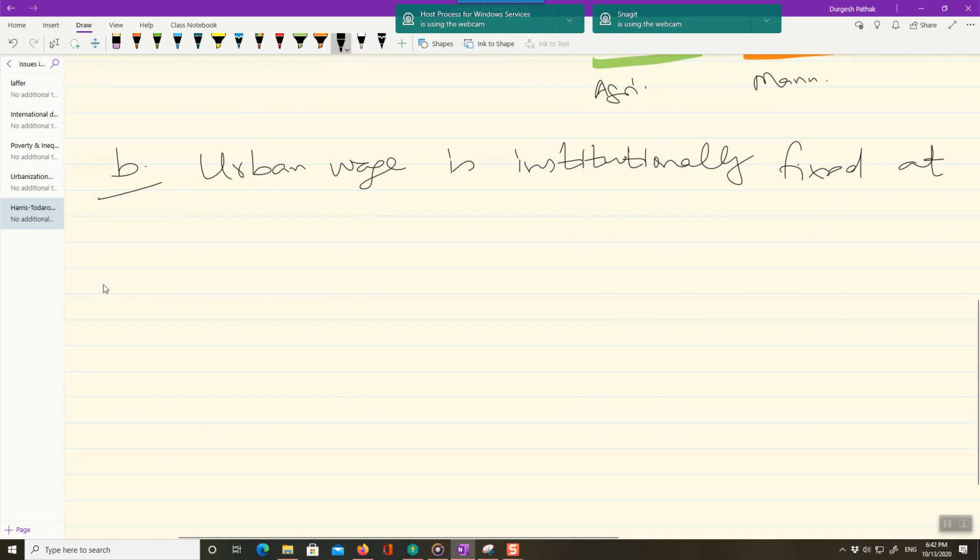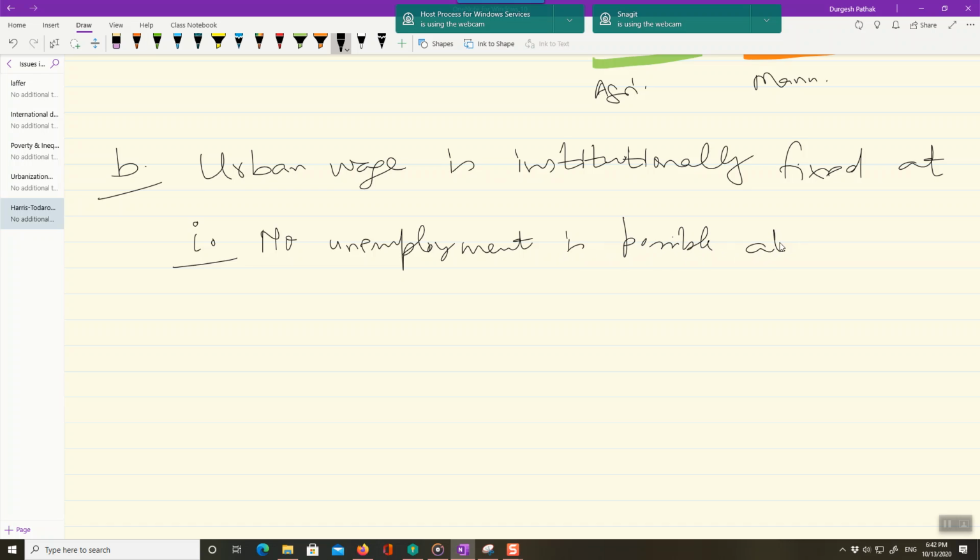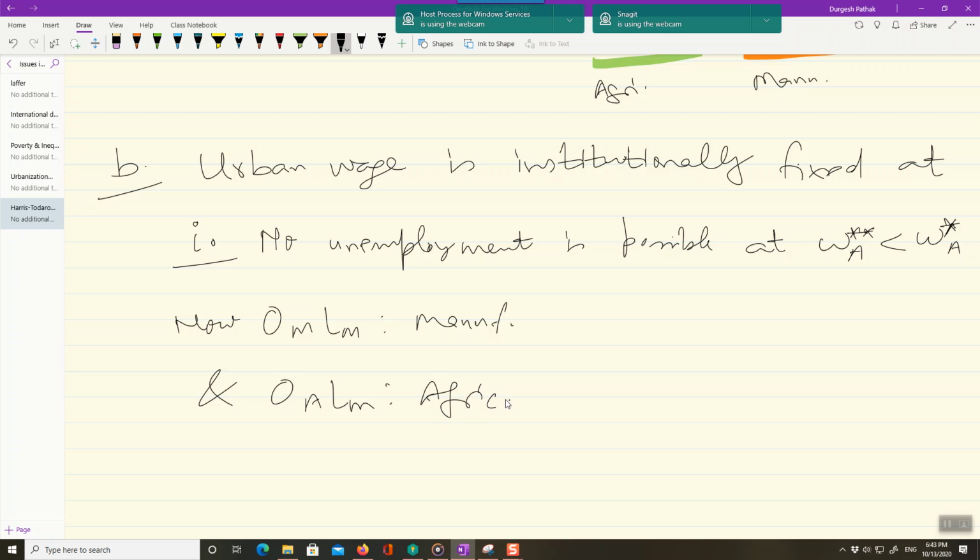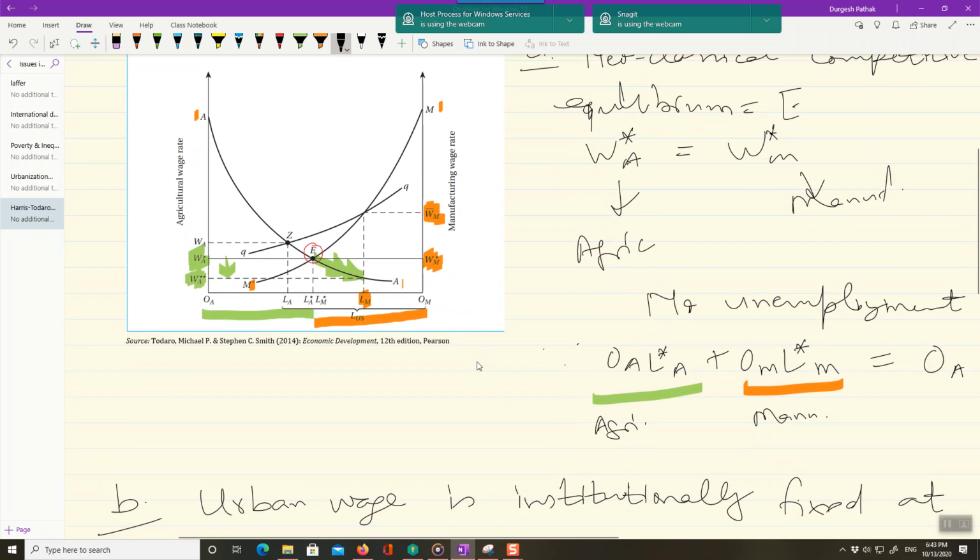Okay, no unemployment is possible at W double star A, which is less than W star A. So what will happen now? OM, LM are in manufacturing and OA, LM are in agriculture. But then again, this model is more into neoclassical tradition.